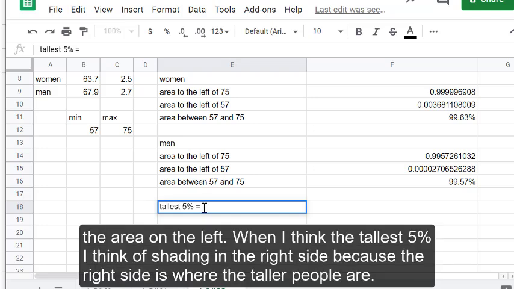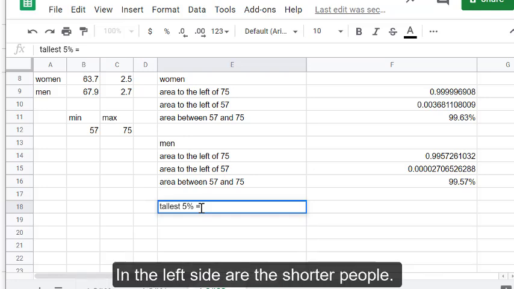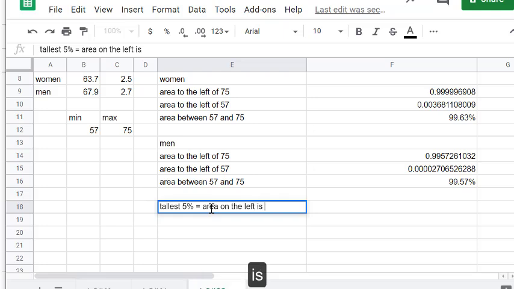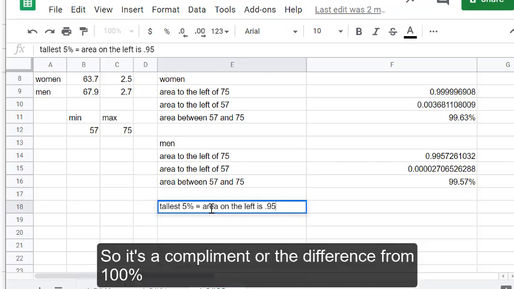To find the tallest 5%, we're going to want to identify the area on the left. When I think of tallest 5%, I think of shading in the right side, because the right side is where the taller people are, and the left side are the shorter people. So the tallest 5% area on the left is 0.95. So it's the complement, or the difference from 100%.